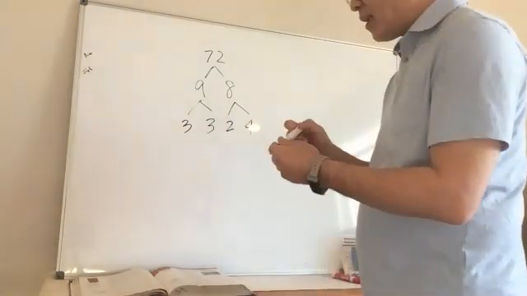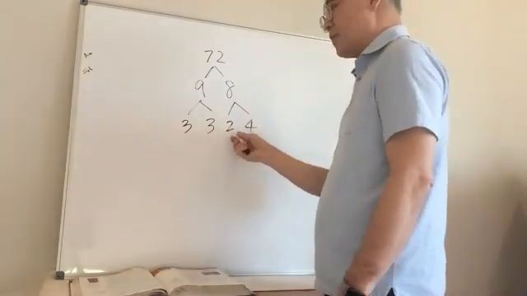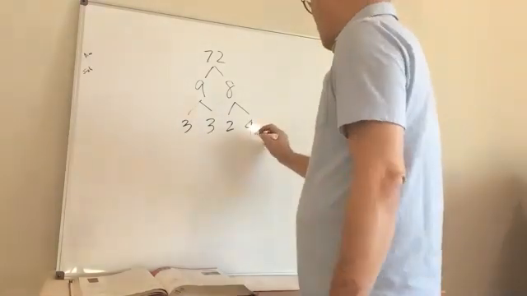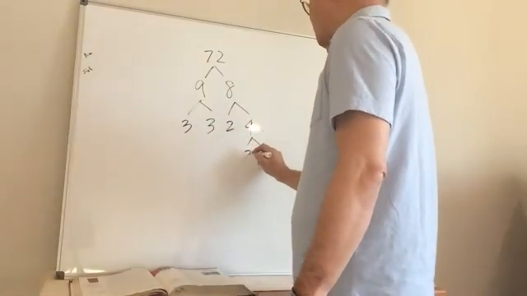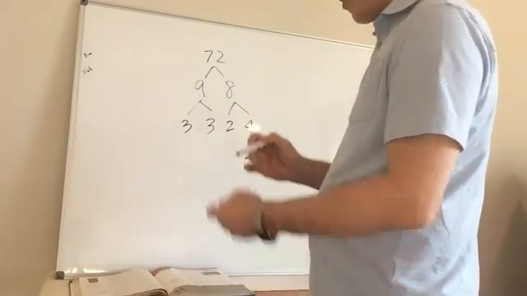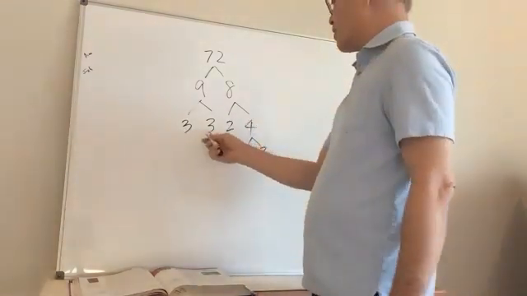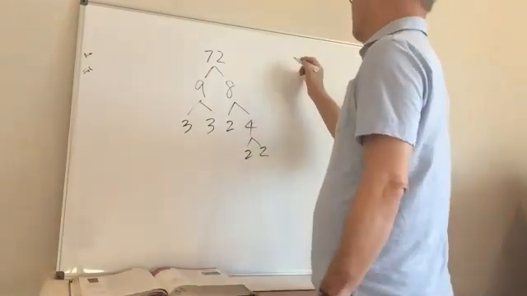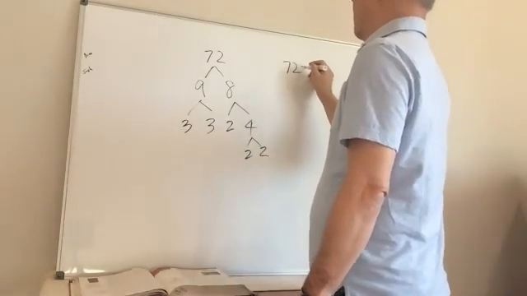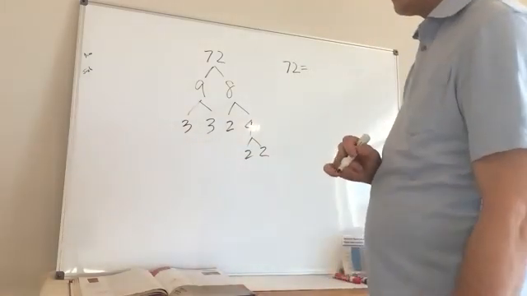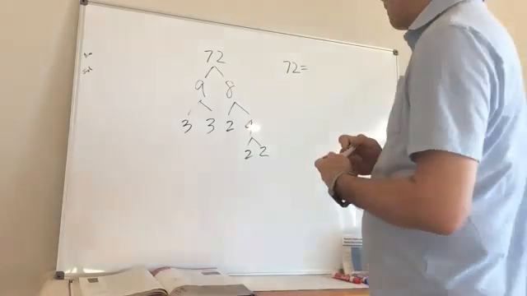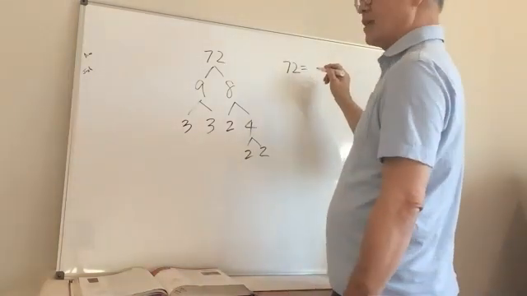So are we all done? Are all these prime numbers now? You could do number 4, 2 and 2. Ah, 4 can be 2 and 2. Good job. So now we're all done, right? Because I have 3, 3, 2, 2, and 2. So what is the final step I have to do? Write it all down. Okay, so 72 is?